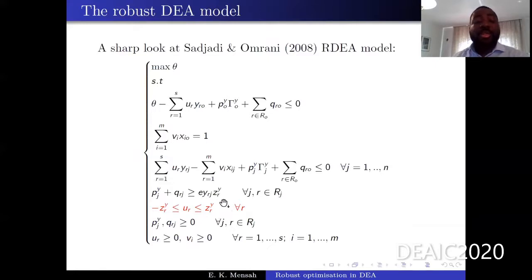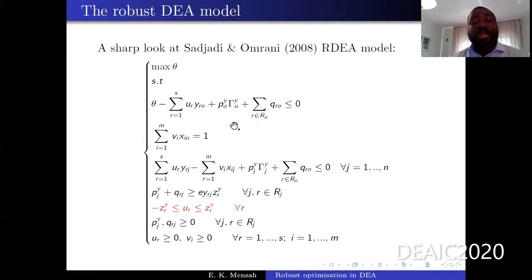Another thing that you see is the normalization constraint, which is an equality. And in robust optimization, we do not consider uncertainty in the equality constraint because this leads to infeasibility or restricting the constraint.